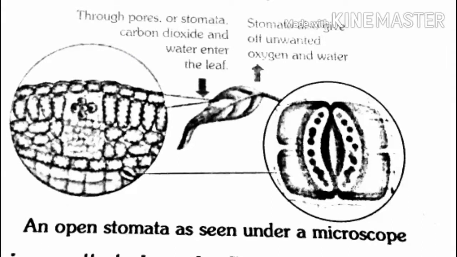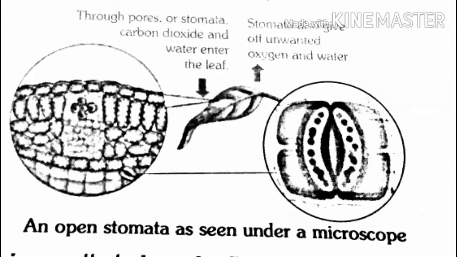Next function is exchange of gases. Leaves have a number of tiny pores called stomata. These stomata are present all over the leaf surface. They help in exchange of gases necessary for photosynthesis and respiration.